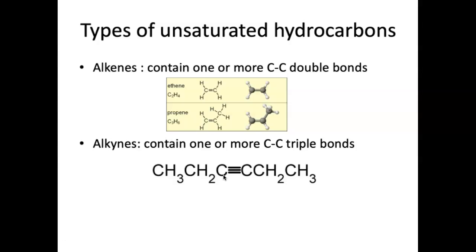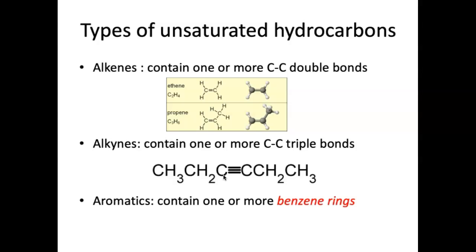So we've got one other type of unsaturated hydrocarbon, which is a pretty special one. Those things are called aromatics. They contain 1 or more what's called a benzene ring. These are all over the place. They're in our bodies, they're in plants, they're in the ground, they're absolutely everywhere.